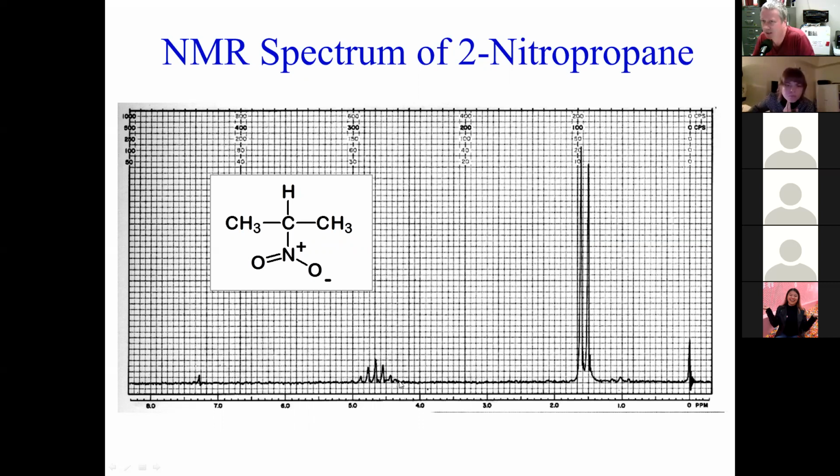Yep, 7 peaks. The side peaks are a little deep in there. That's fine. What about the big doublet? The big doublet is the pair of CH3s.